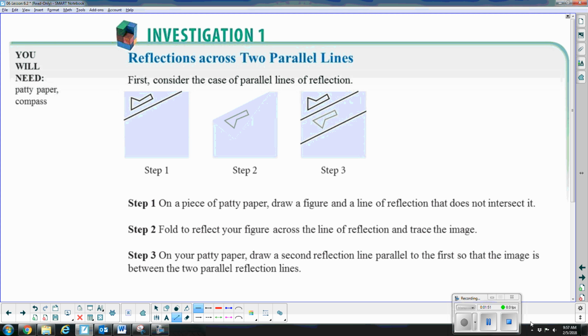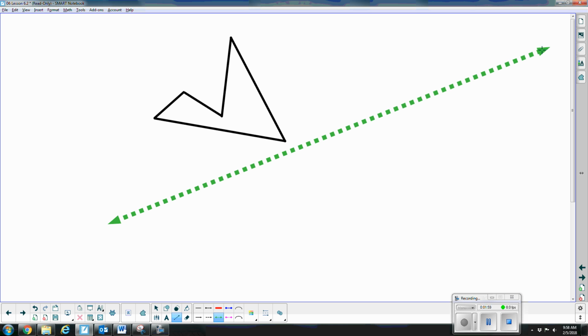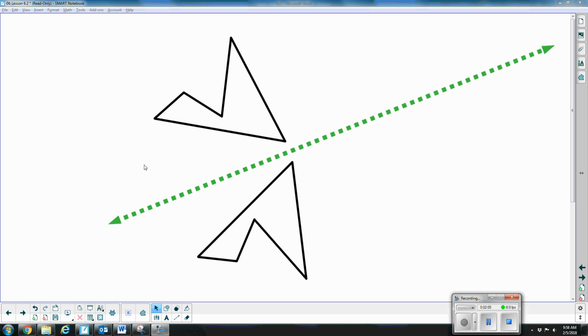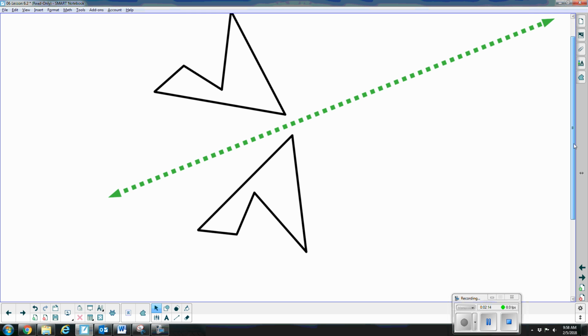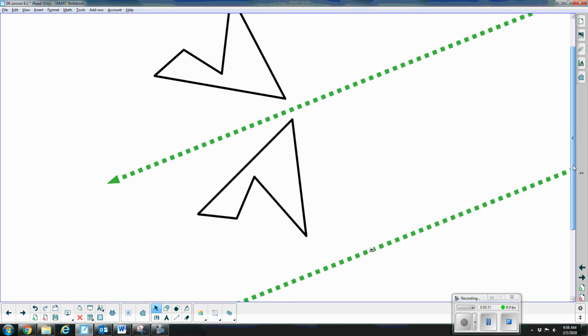The second step is to fold to reflect your image across one line of reflection. Let's say that this is my line of reflection. I'm just going to fold my paper right here and reflect this image. You can use tracing: fold your paper and then trace your original image. The next step is to fold a line that's parallel. It's important that it has to be parallel. It doesn't have to be super close to your image, but it does have to be parallel.